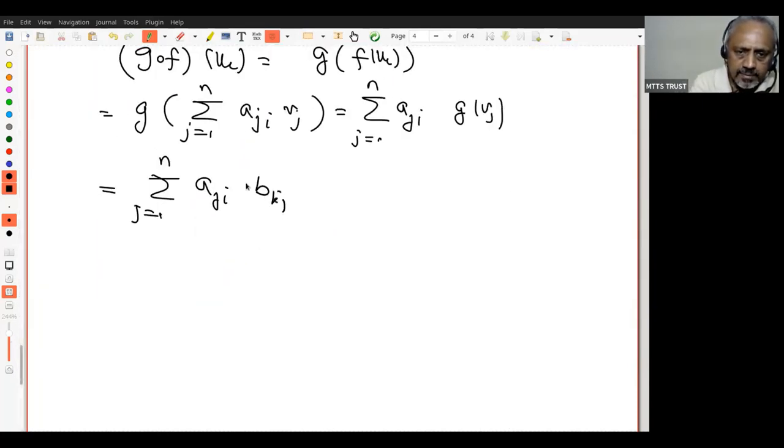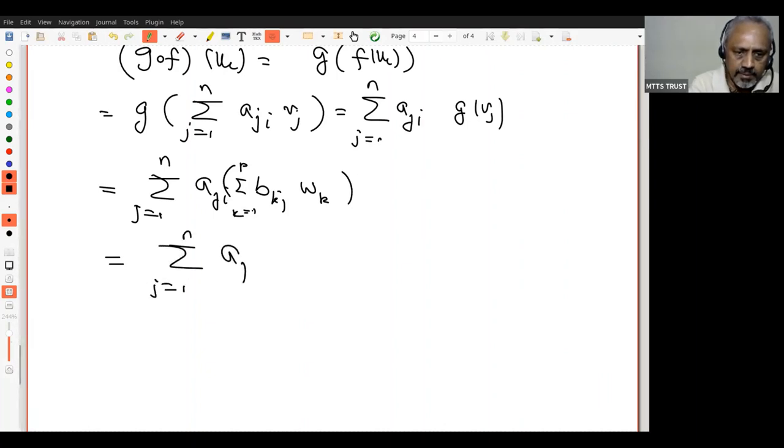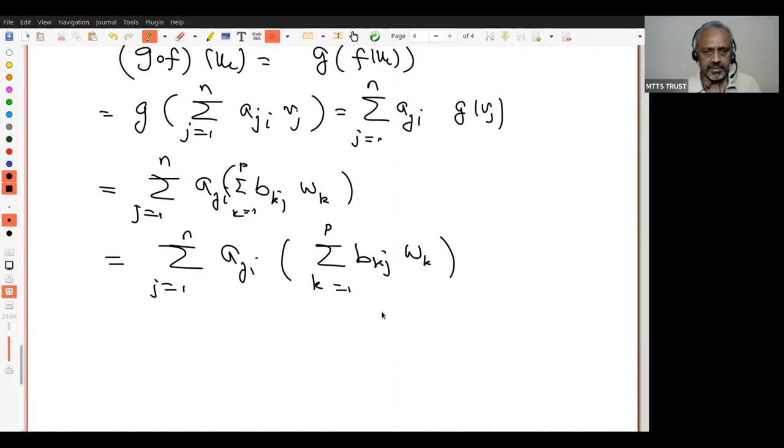Bkj summation over k wk. Right? There is a summation k equal to 1 to p now. You understand this? Let me write it again. Summation j equal to 1 to n of a_j times summation of b_kj w_k, k equal to 1 to p. All right, correct. Now I think you must be an expert in interchanging the sum, right?